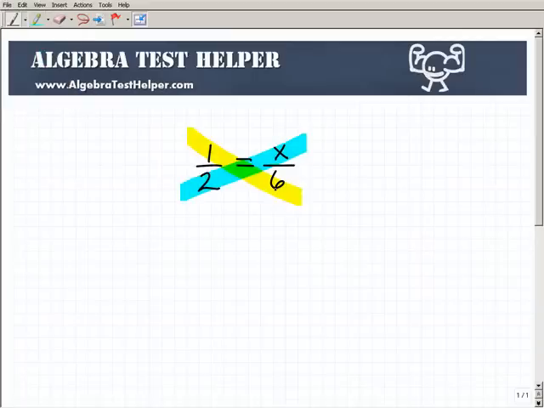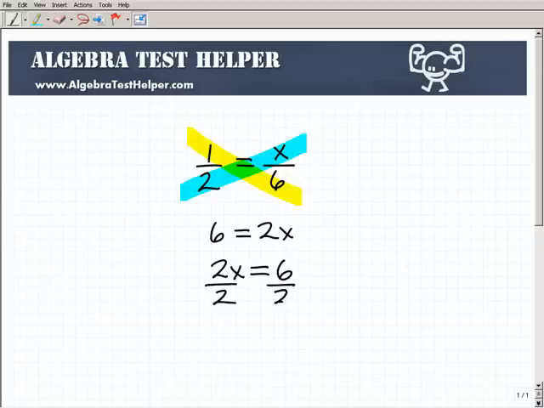1 times 6 is going to be 6, and 2 times x is going to be 2x. So we have 6 equals 2x, or if you'd rather, you can write it this way, 2x equals 6. It's the same thing. So 2x equals 6. How do I solve for x? Well, that's easy. If you know how to solve these real basic equations, all I have to do is divide both sides of the equation by 2, and I get x is equal to 3, and I'm done.